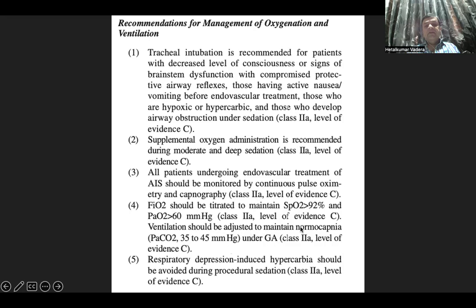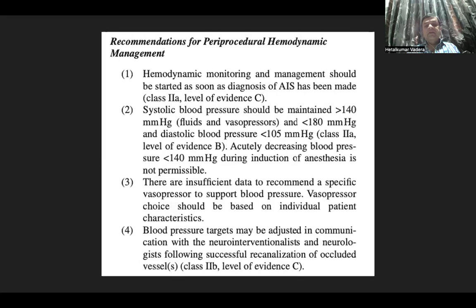Ventilation should be adjusted to maintain normocapnia, that is 35 to 45 mmHg under GA. Respiratory depression induced hypercarbia should be avoided during procedural sedation. This is a big complication. Sometimes the patient will slowly develop hypercarbia, which will lead to increased ICP and the patient will become unconscious. So we should always be careful about it when we are doing sedation.